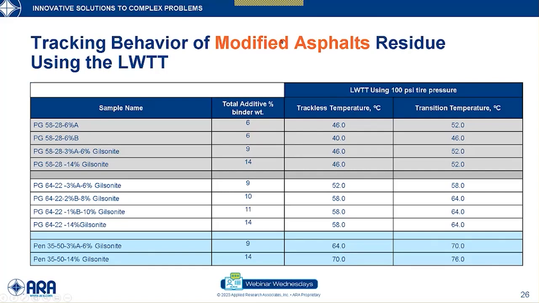So the main takeaway of this slide is that whatever the degree of modification is, whatever percentage of gilsonite or polymer you use, your trackless temperature will be in a fixed region. So binder modification doesn't affect the tracking of asphalt emulsion. You can use a modified binder residue in your asphalt emulsion, but the determining factor of tracking will be your neat binder. So you can see that for these binders, 58-28, 64-22, and pen 35-50, you can make three distinct groups. Your neat binder will dictate your trackless temperature and transition temperature as well.